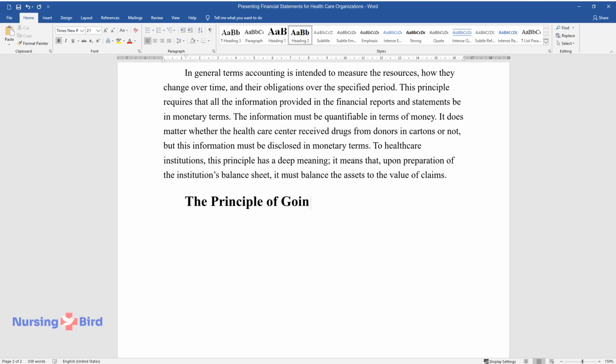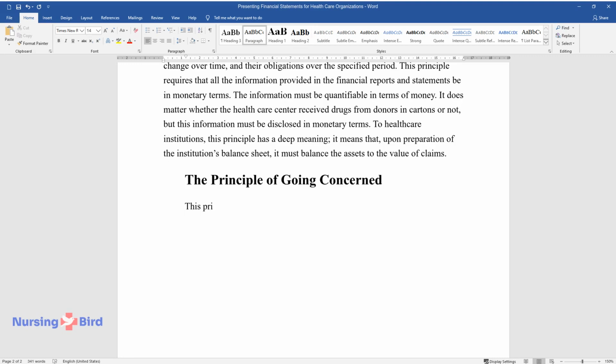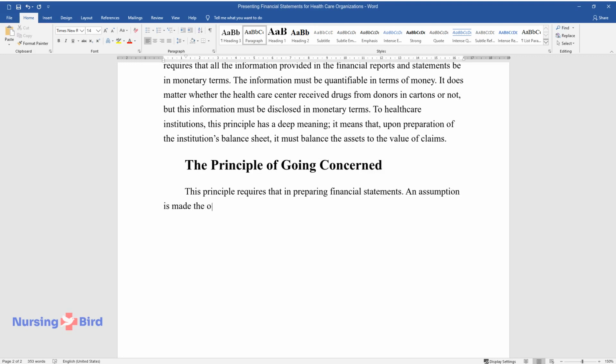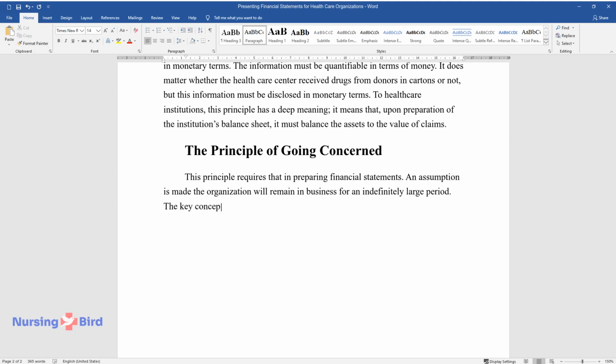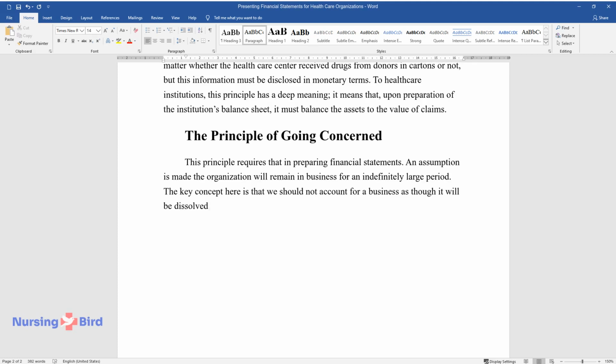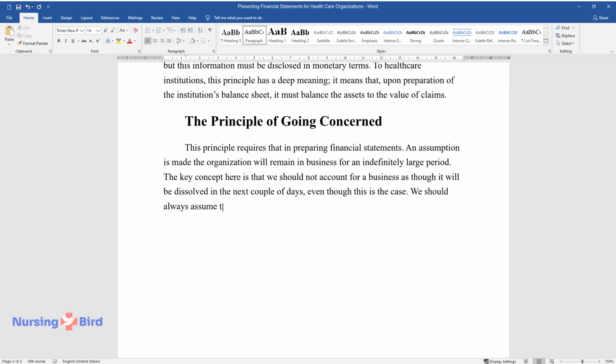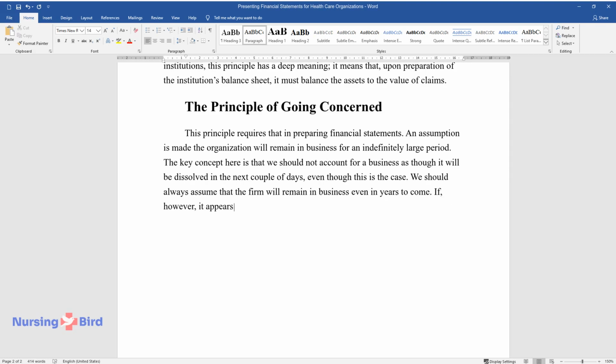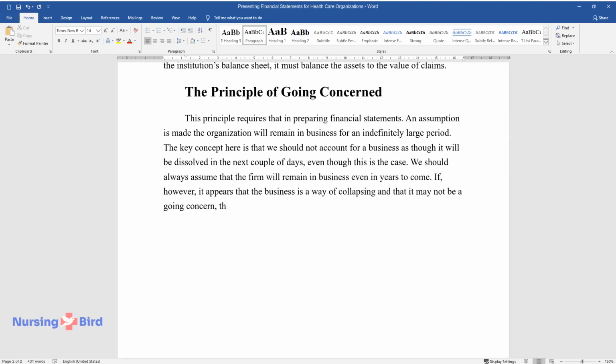The principle of going concern. This principle requires that in preparing financial statements, an assumption is made that the organization will remain in business for an indefinitely large period. The key concept here is that we should not account for a business as though it will be dissolved in the next couple of days, even though this may be the case. We should always assume that the firm will remain in business even in years to come. If, however, it appears that the business is on the way to collapsing and that it may not be a going concern, this information should be revealed in the books of account.